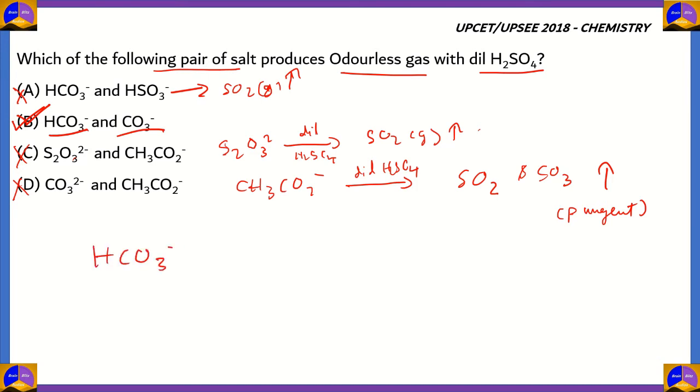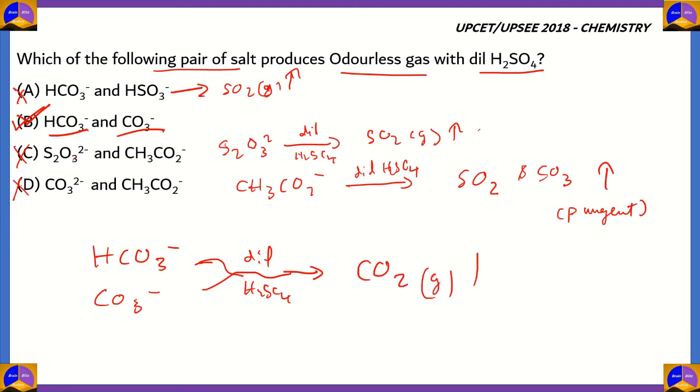So both HCO3 minus and CO3 2 minus on reaction with dilute H2SO4 release carbon dioxide gas, and carbon dioxide is an odorless gas, and its presence is found out by passing it through lime water, which makes lime water milky. It's only then that you understand that it's CO2 that's coming out. It doesn't have an odor, so therefore option B, HCO3 minus and CO3 2 minus, is the correct answer.